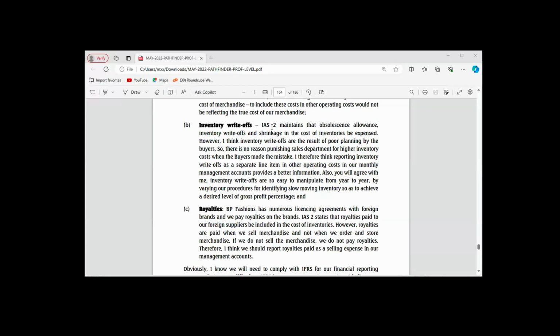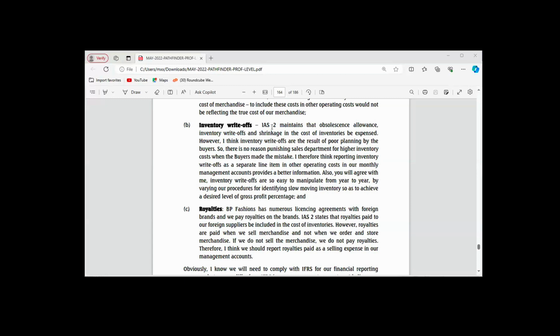So IAS 2 maintains that obsolescence allowance, inventory write-offs, and shrinkage in the cost of inventories be expensed. So IAS 2 has classified the three of them so that they should be treated in the same way. Obsolescence allowance, inventory write-off, and shrinkage in the cost of inventories. They should all be expensed. Now, that is the provision of IAS 2.